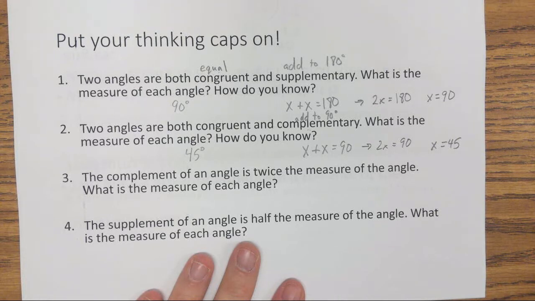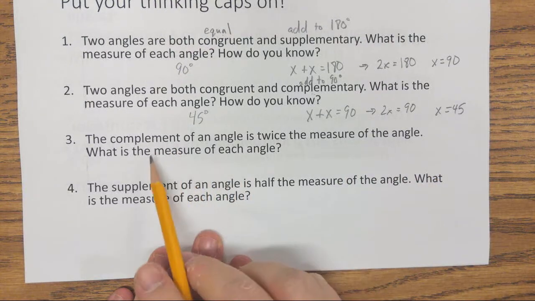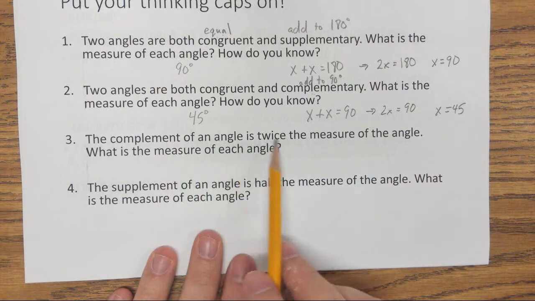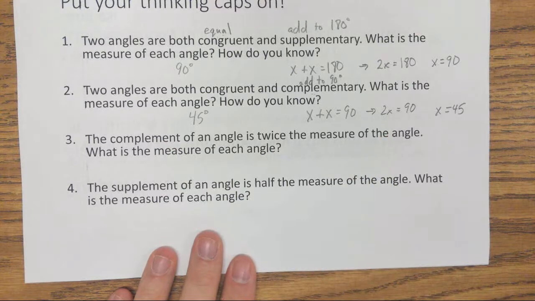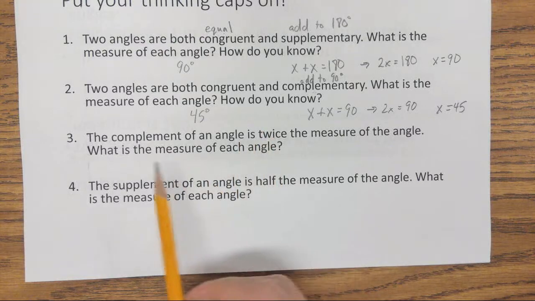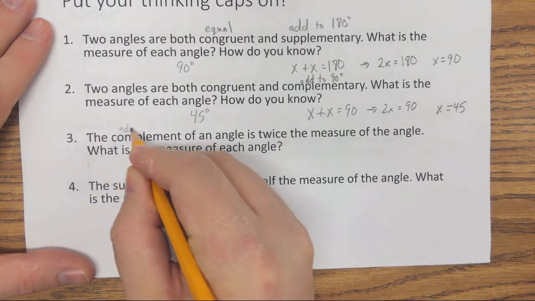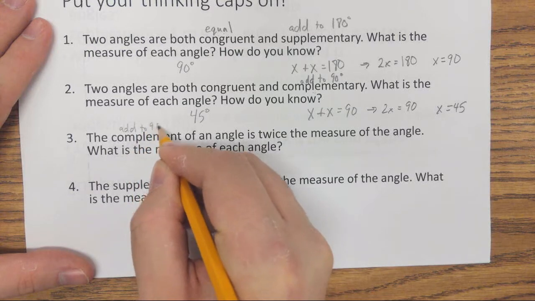All right. Here's one a little bit more complicated. The complement of an angle is twice the measure of the angle. Whew. Man, these word problems, they will come back and get you, won't they? Okay. So I need to think of, first of all, complement means what? That's right. Add to 90 degrees.